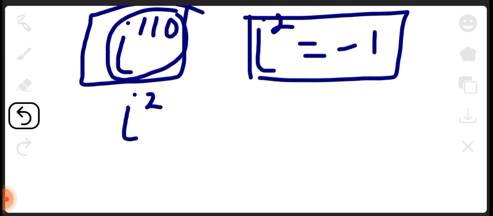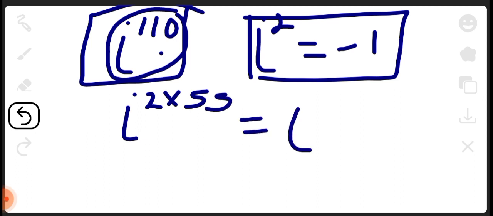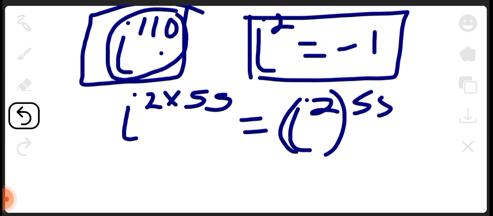And what will 2 multiply to give us 110? 2 times 50 is 100. 2 times 55 will give us 110. So we just say i raised to power 2, 55 times. This one will be the same thing, from indices, as i raised to power 2, then everything raised to power 55. And i raised to power 2 is -1, so you just change this one to -1.